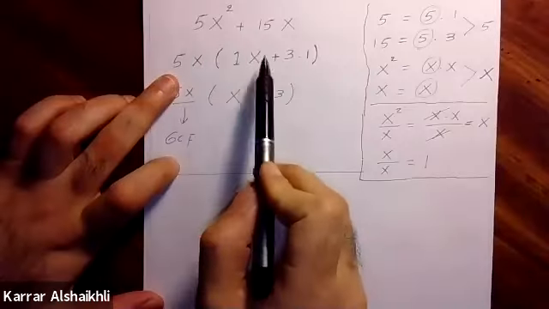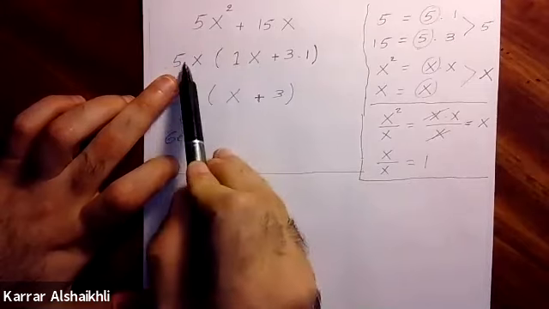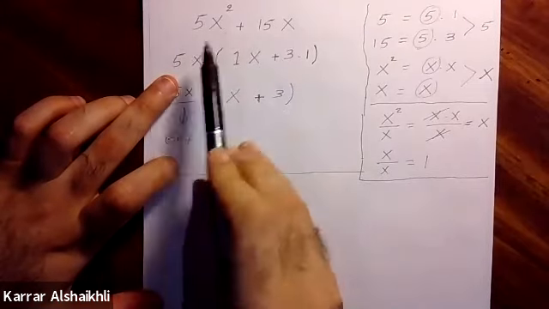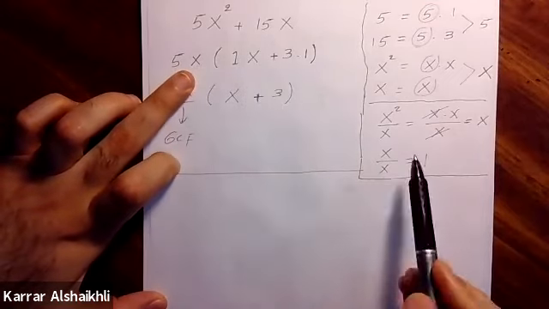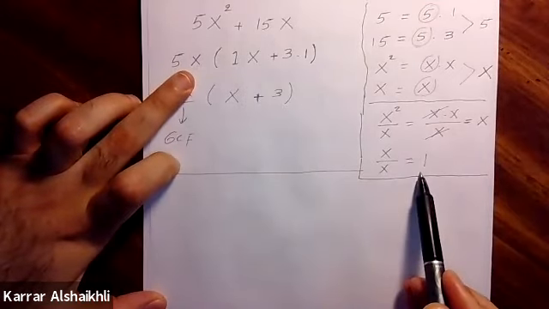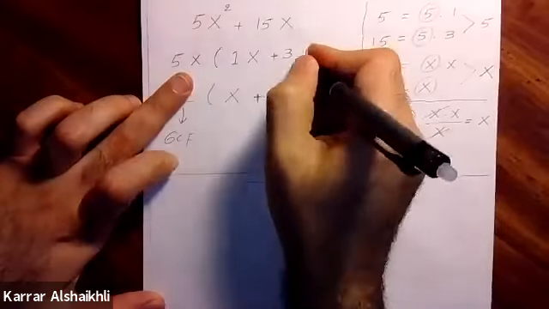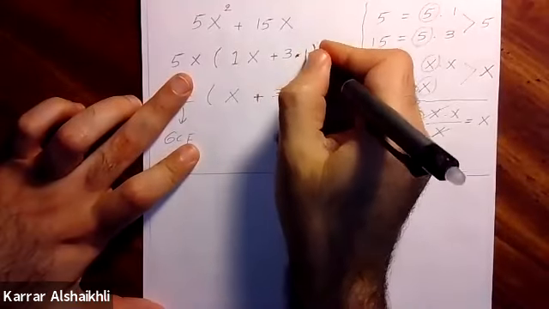15 divided by 5. I'm always dividing the terms by 5. So 15 divided by 5 is going to be 3. X divided by x is going to be 1. You got it? Okay, so it's not gonna be 31. It will be 3 times 1. Yes, this is multiplication. 3 times 1. Okay. Thank you.